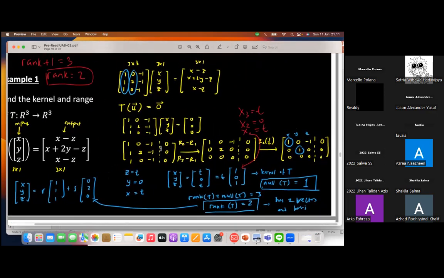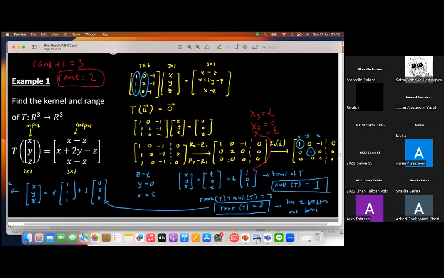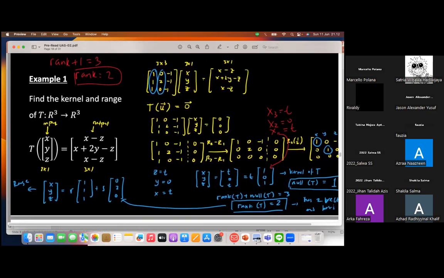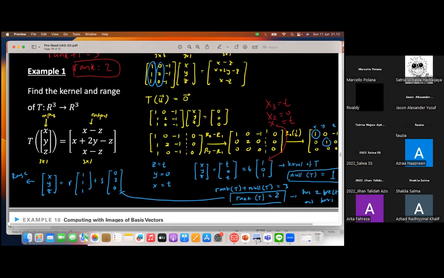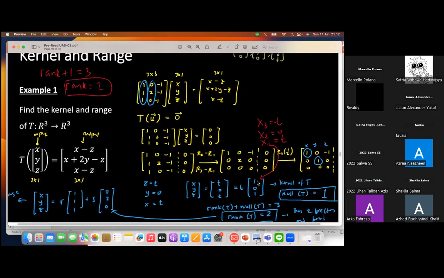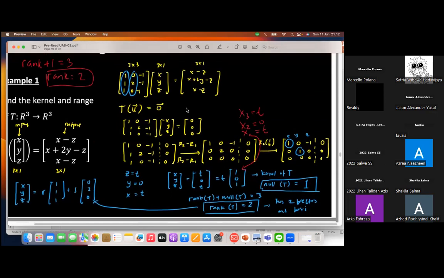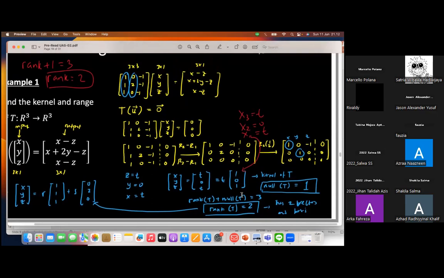And then this is the process where we do the row operation. And we get this. This is the final result. And because of this, the dimension is only one, right? So therefore, your null T is only one. And we just use the relationship rank T plus null T equals n, where n is the number of columns. Because there are 3 columns, 3 minus 1 is 2. So therefore, your rank is 2.